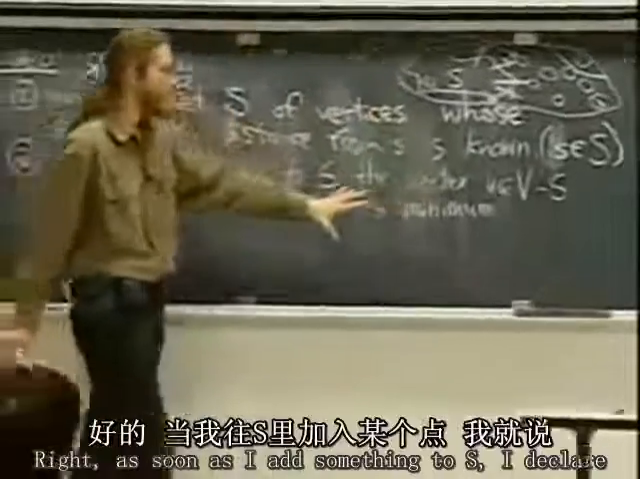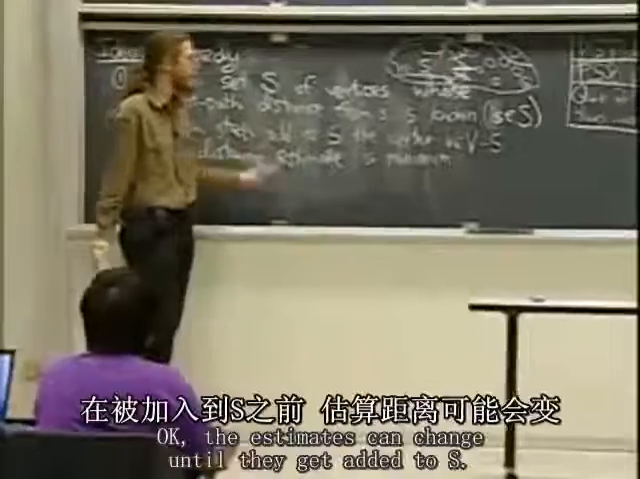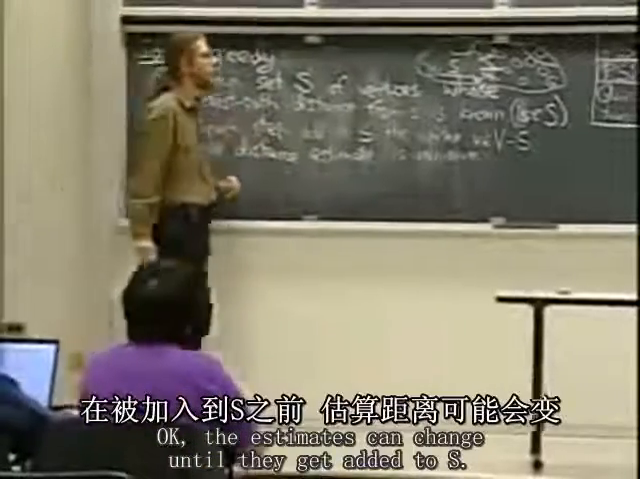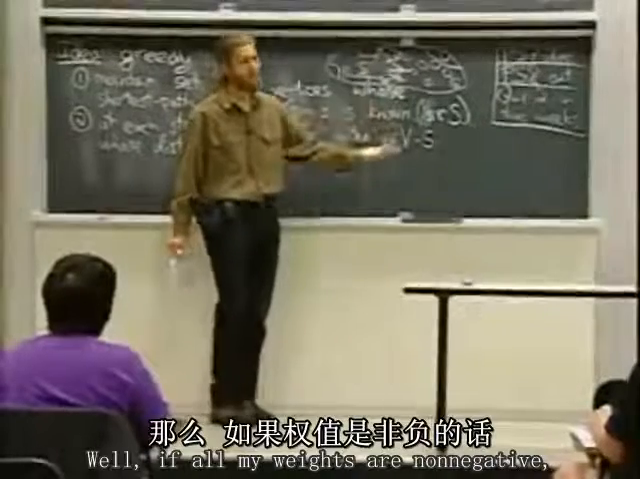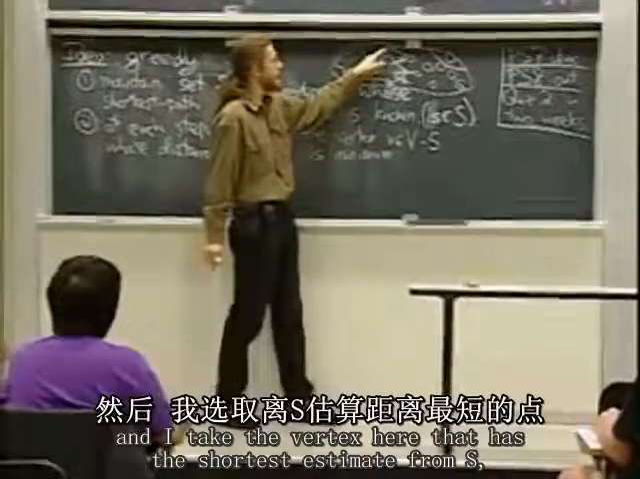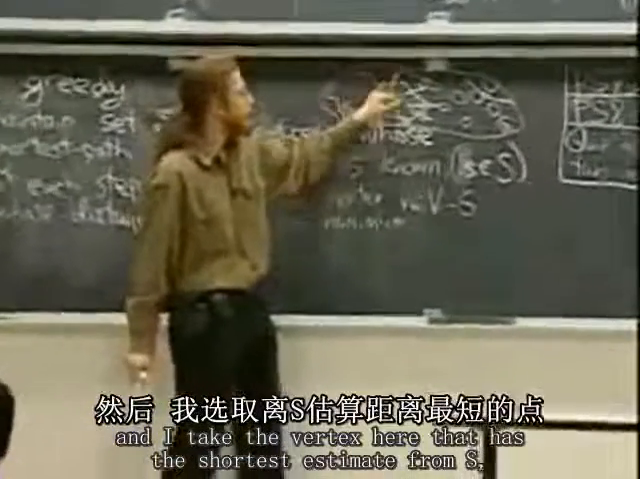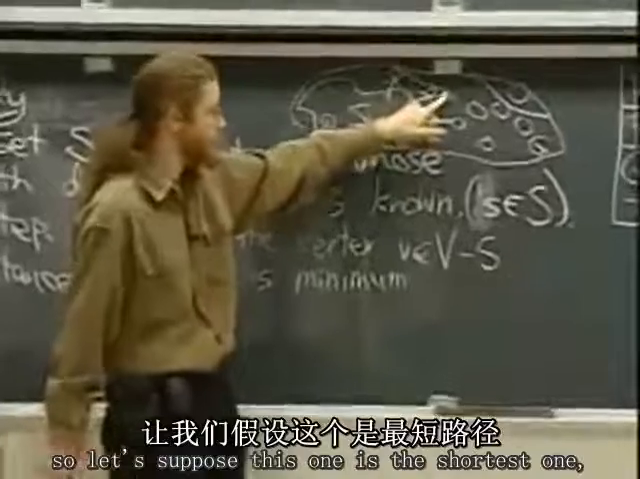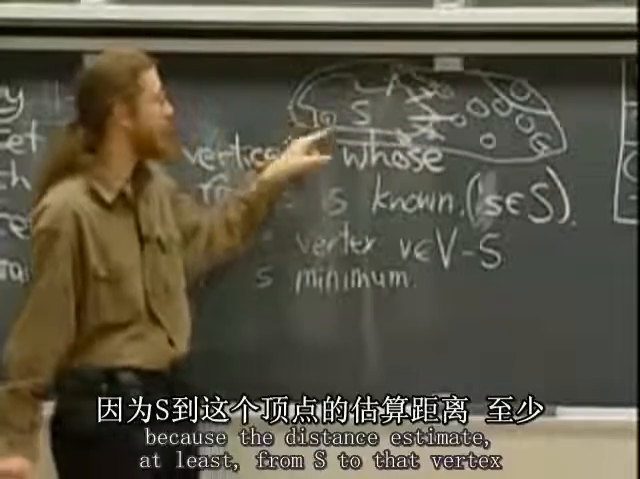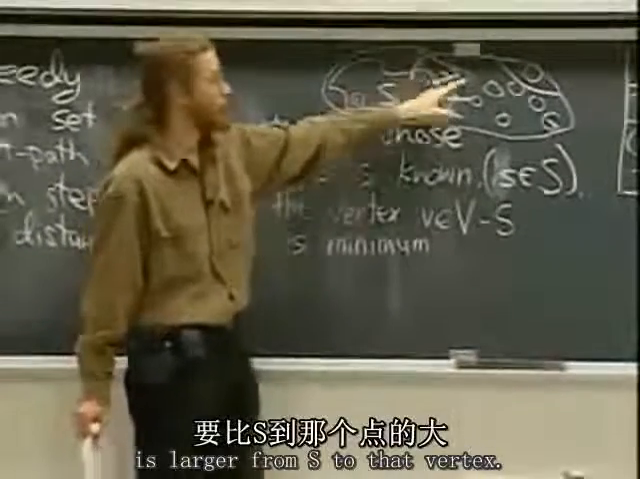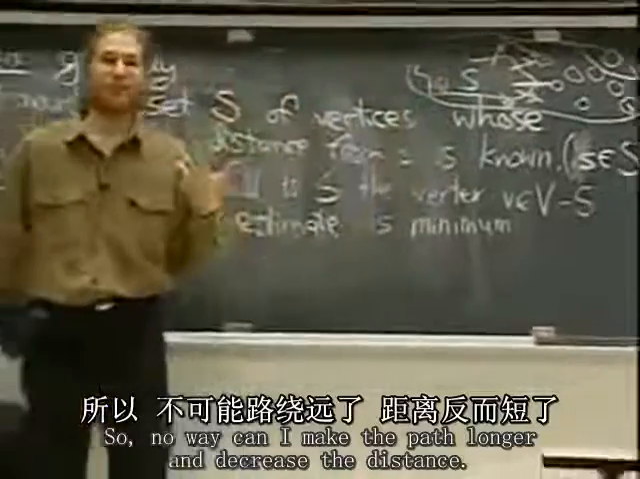As soon as I add something to S, I declare I've solved the problem for that vertex. I can't change my answer later. The estimates can change until they get added to S. So I don't want to add this vertex to S because I haven't considered this path. Well, if all my weights are non-negative, and I take the vertex here that has the shortest estimate from S, then let's suppose this one is the shortest one. Then this can't be a shorter path because the distance estimate, at least from S to that vertex, is larger than from S to that vertex. So no way could I make the path longer and decrease the distance. That's the intuition.